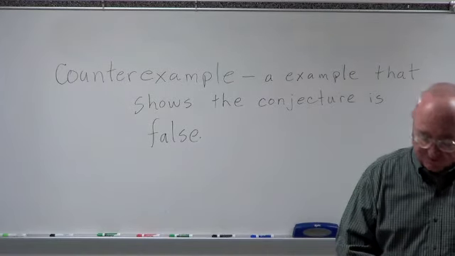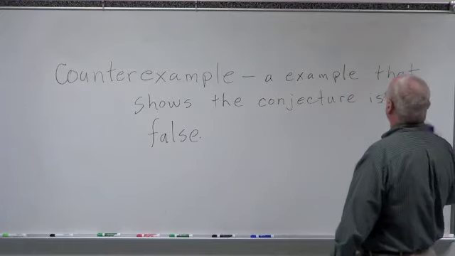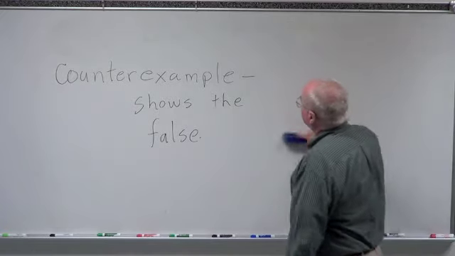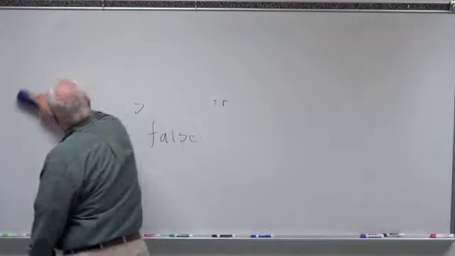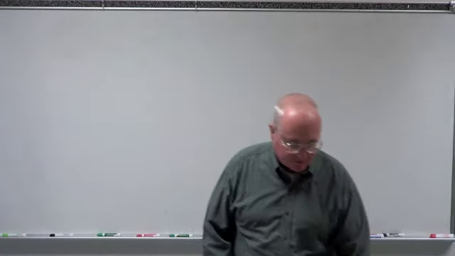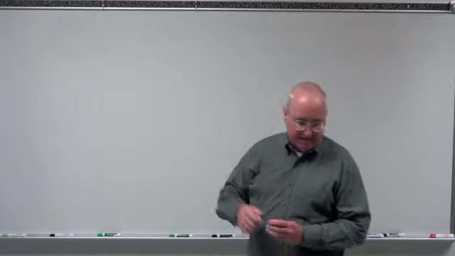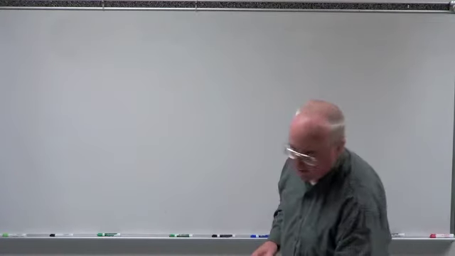We'll do some examples of that. Counterexample: one counterexample can prove your conjecture is wrong. So let's see what we do and how we make this happen. Got some examples we're going to do. First of all, I've got a series of numbers here. Let's put them up here.